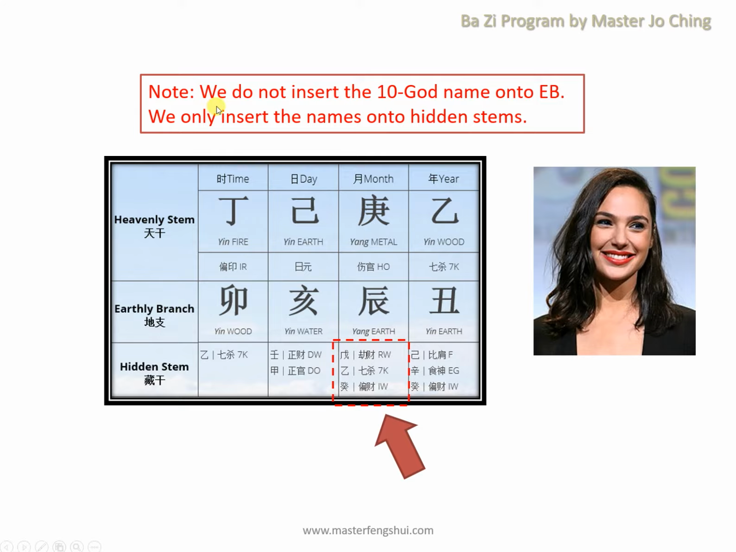Be careful. Note, we do not insert the 10 god name onto the earthly branch. Earthly branch is here. You see that we do not put the 10 god name like 7 killings, eating god, hurting officer, direct wealth, direct resource, or whatever, at this layer. In fact, we only label the hidden stems. This is something that practitioners or Bazi students need to be very mindful of.